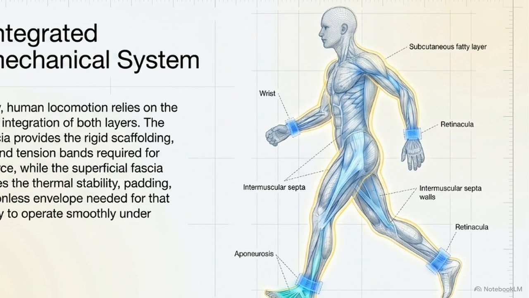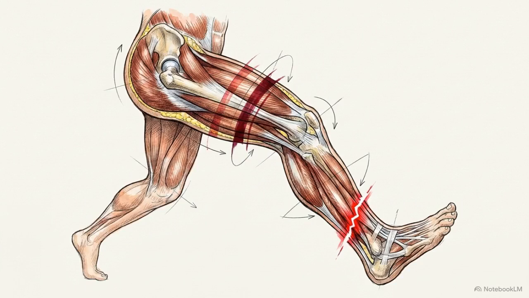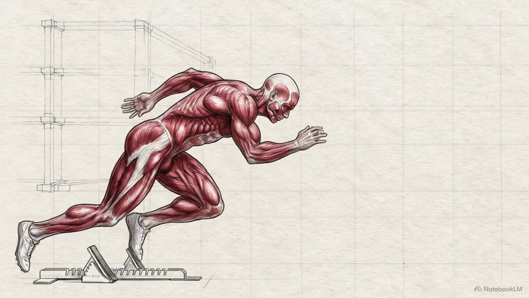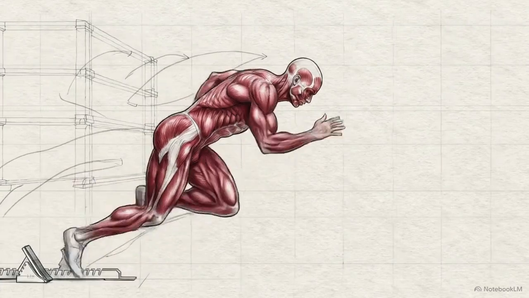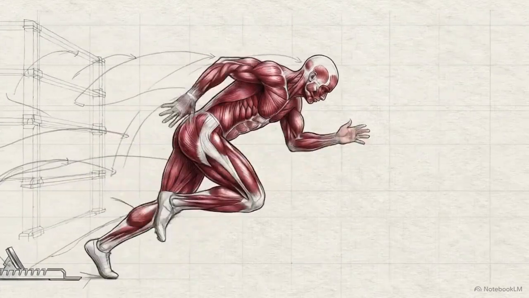A failure in either layer, whether an adhesion in the sliding superficial web or a tear in the rigid deep aponeurosis, instantly compromises the entire kinetic chain. A dynamic, dual-layered fascial envelope directs raw muscular contraction into fluid motion, transforming isolated anatomy into an integrated system.